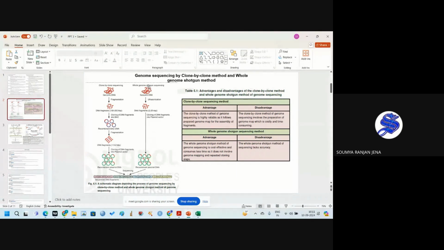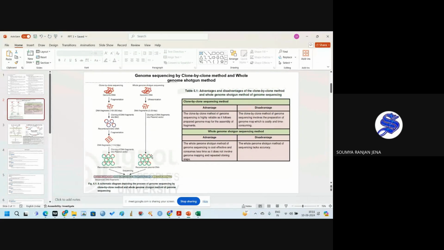If we go to the whole genome shotgun sequencing method, then we isolate the genomic DNA from a tissue or cells, then ultrasonication by electric shock. Then the fragment is between 2 to 25 kilobase pair. Here it is 150 to 300 kilobase pair. Here it is 2 to 25 kilobase pair, and this is cloning of the DNA fragment into a plasmid vector. Here cloning is once, and here cloning is twice. So this is the clone by clone method, and this is the whole genome shotgun method.